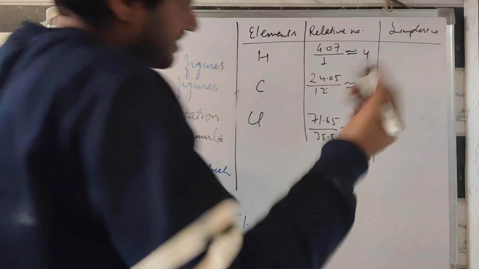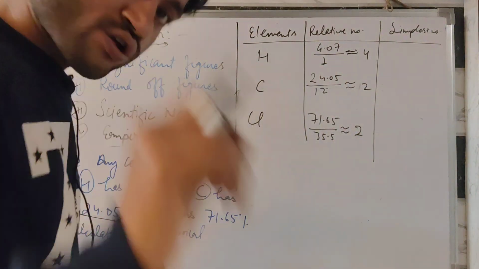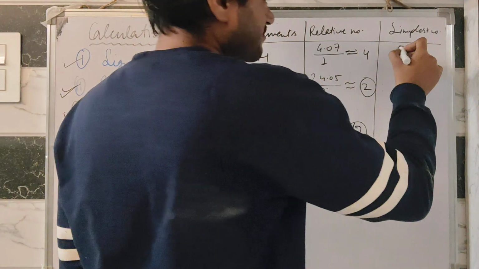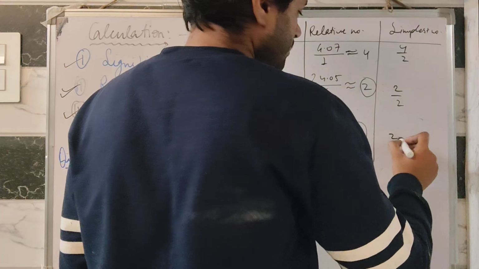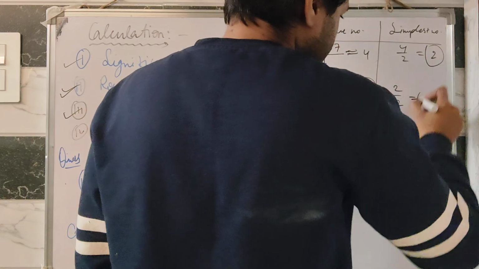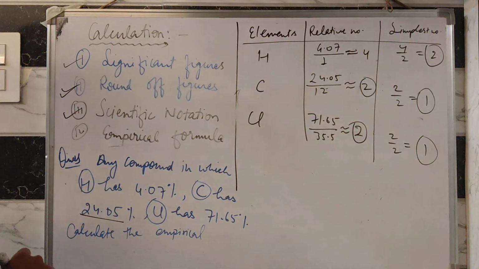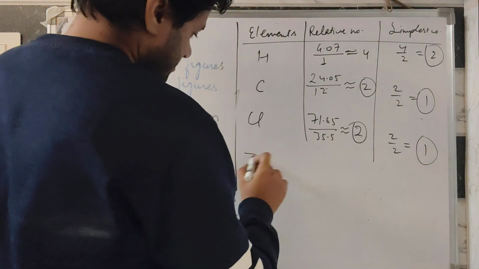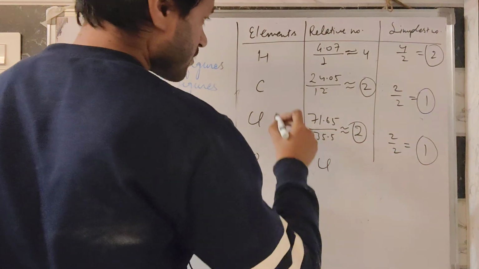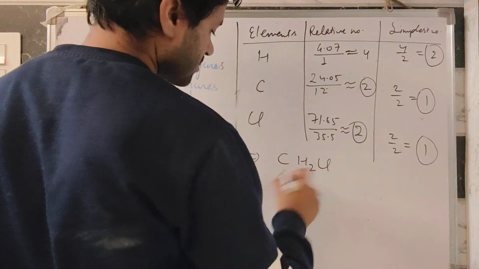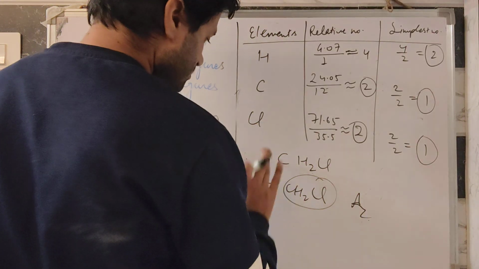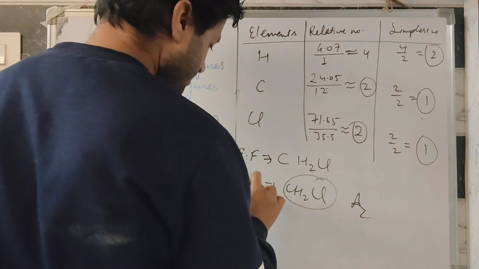Then to get the simplest number, we choose the smallest number and divide each by it. The smallest number is 2, so we divide each number by 2: 4 by 2, 2 by 2, and 2 by 2. We will get 2, 1, 1. So whatever numbers we get at the end of the calculation, we write them: 1 C, 2 H, and 1 Cl. So we have an empirical formula like this. This will be the answer.